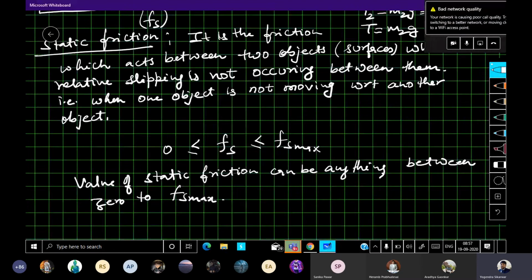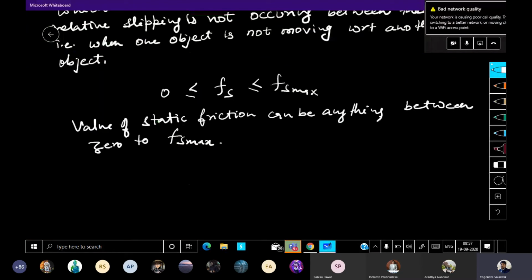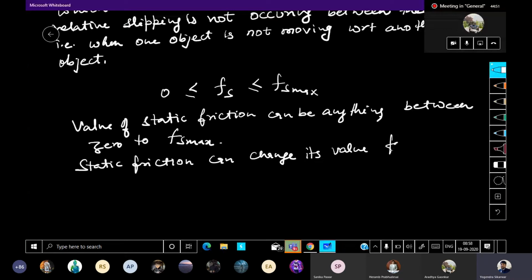That also means what you can write is static friction can change its value. Let it be, because the rest we have written earlier. Its value can change from 0 to Fs max.